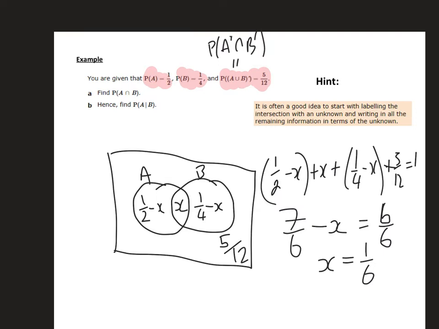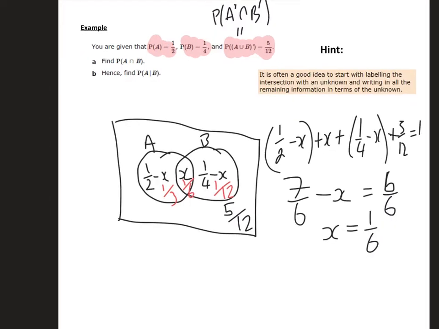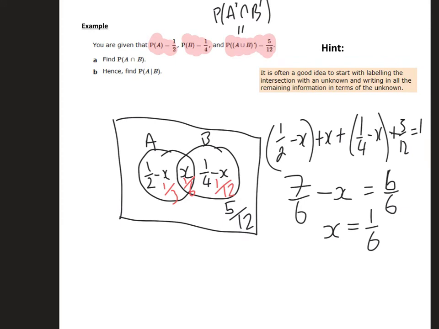So I've got the numbers now, so I can fill them in my diagram. x was 1/6. A half, take away 1/6 is a third. And a quarter, take away 1/6 is 1/12. So I've got all the numbers I need now, so the question's going to be nice and easy. The first one's asking for the probability of A and B. Well, we worked it out. That was the middle. That was 1/6.